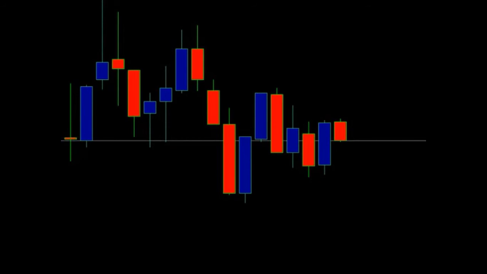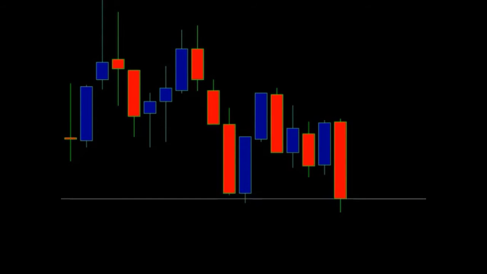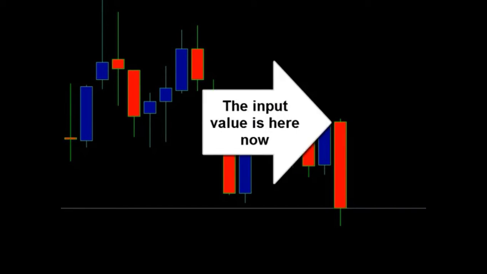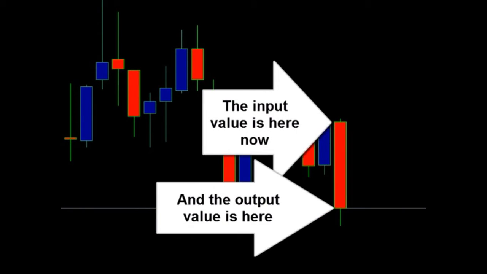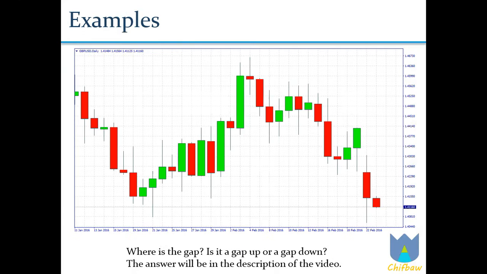And this one is starting to go down, and it looks like we're going to have a bearish candlestick. You see, price is going down, and we finish the session bearish. Now, this is a little exercise.